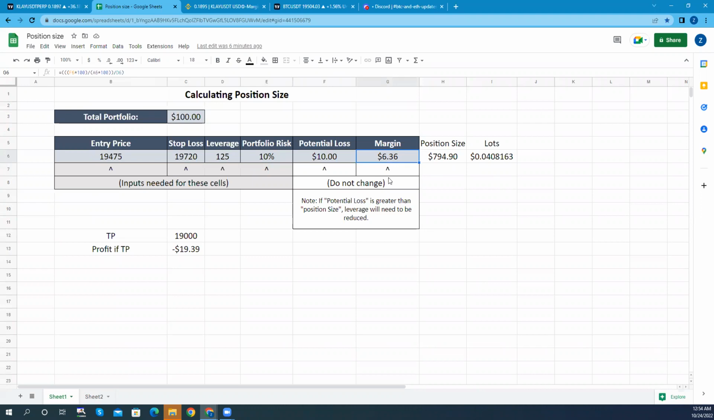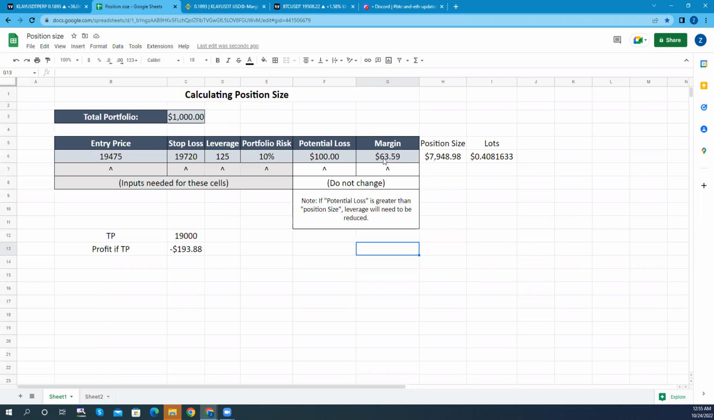Now for this trade, let's say we have a portfolio of $1,000, and you are risking 10%. Just for assumption, you're risking 10%. Your potential loss is $100, but your margin will be just $63 with this much leverage. So what will happen is that your trade will stop when Bitcoin goes up and you lose $63. You go minus $63, and your trade will automatically close.